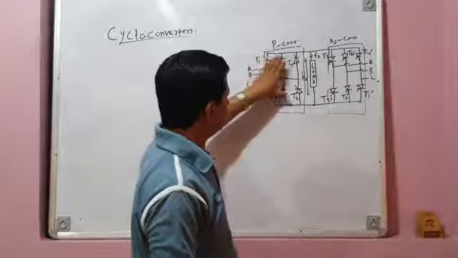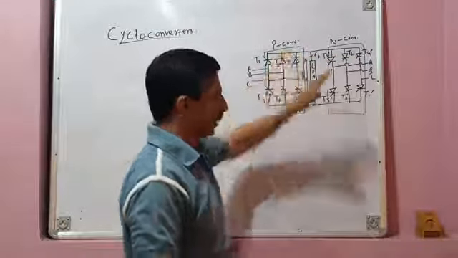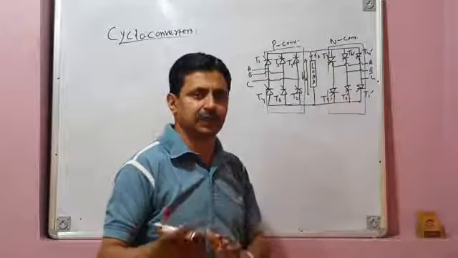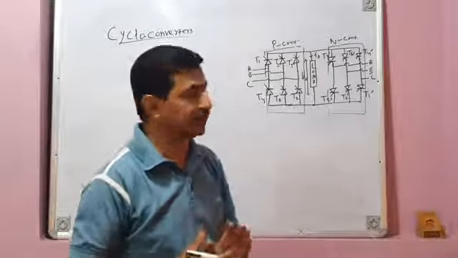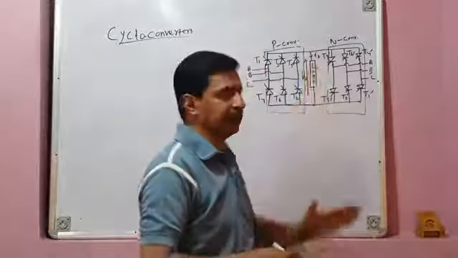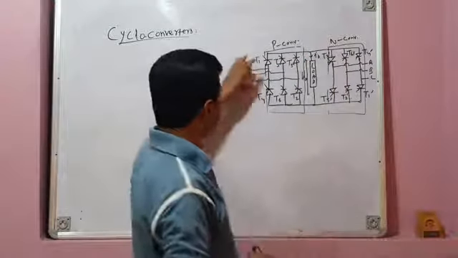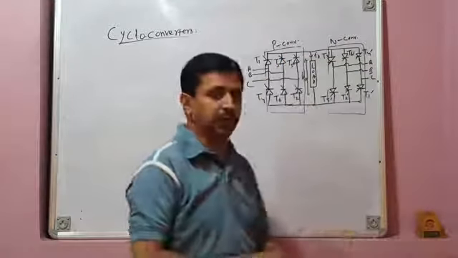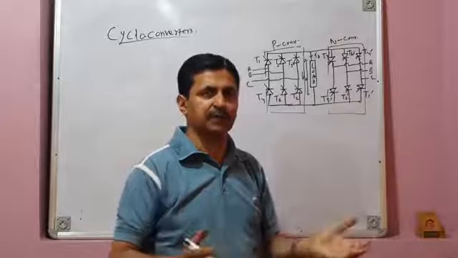So this is a three-phase full converter. This is also a three-phase full converter, but they are anti-parallel connected, back-to-back connected like this, just like a three-phase dual converter. But the operation is not like a dual converter. Dual converter converts AC into controlled DC, but this converts AC into controlled AC. Here, AC is at fixed voltage, fixed frequency, and AC across the load will be variable at variable frequency, okay? The purpose is to vary the frequency.